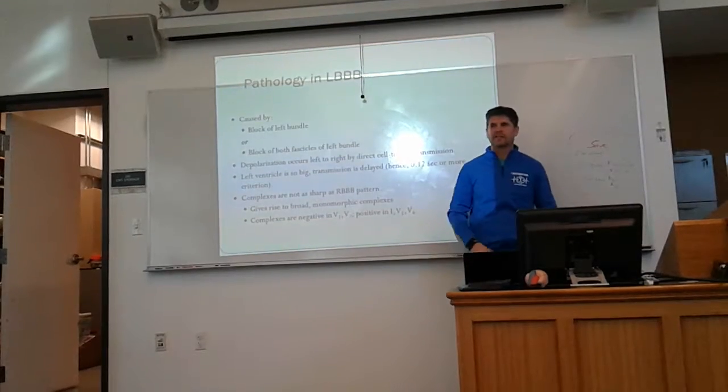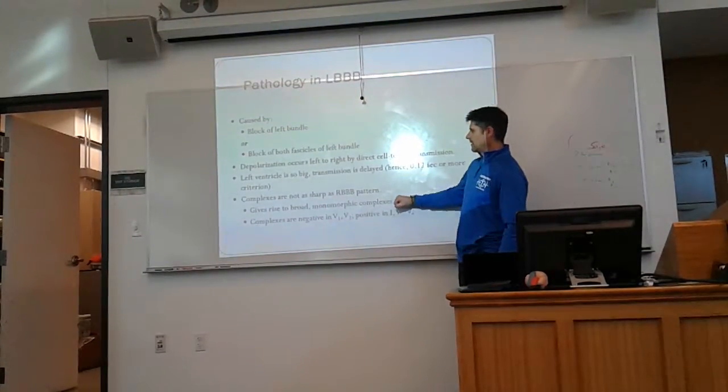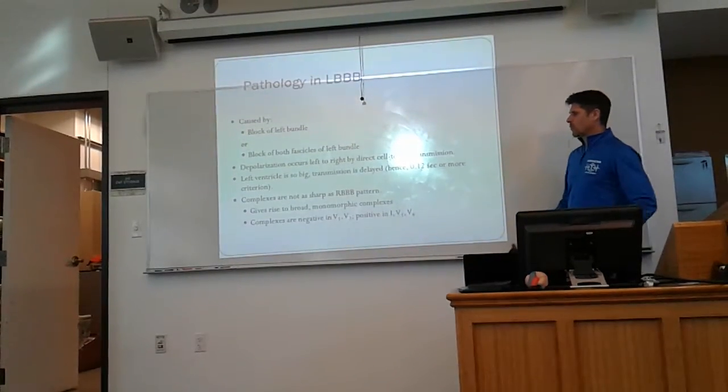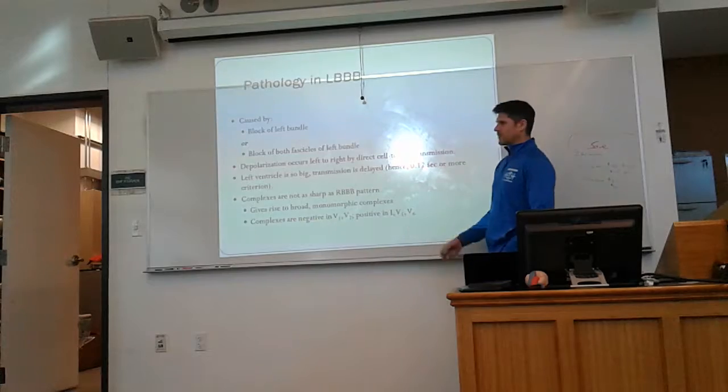And because of that, we're going to see a much different set of QRS complexes, with these big, huge, broad monomorphic waves that we see, which again are all negative in V1 and all positive in leads 1 and V6.